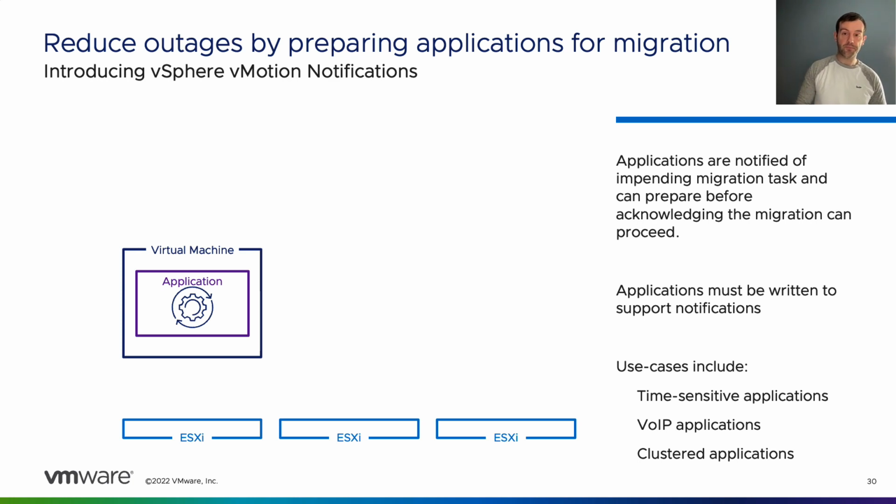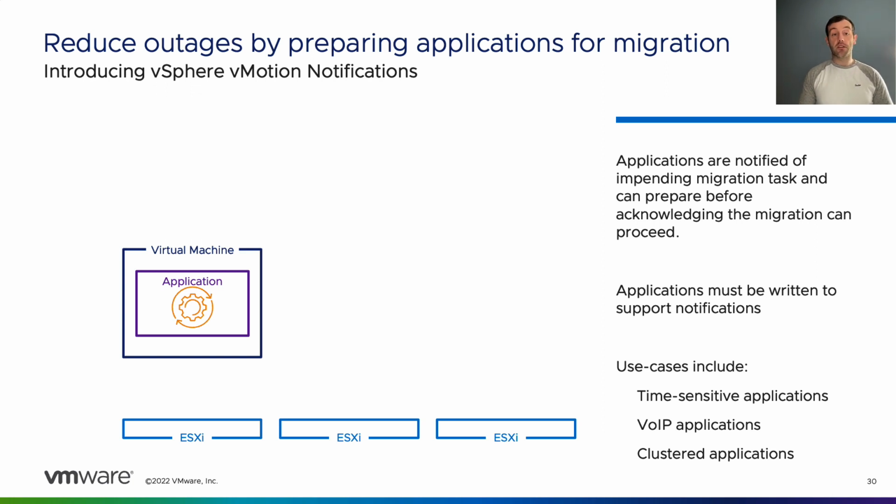So with vSphere vMotion notifications, ESXi will send a notification to a virtual machine when a vMotion event has been triggered. And using VMware Tools within the guest operating system, an application can intercept the notification and be told a vMotion event has been triggered, and the application can perform some work. This could be anything from stopping services to quiescing the application to gracefully failing over, whatever it may be.